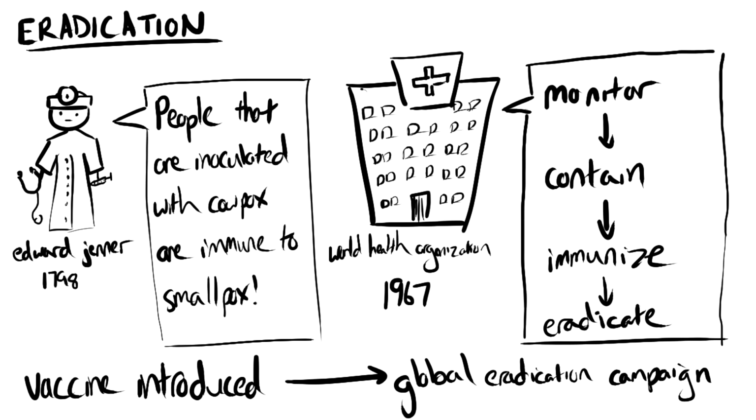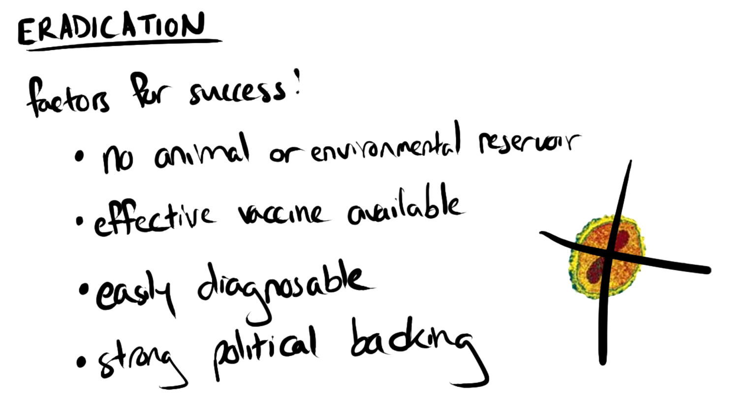across the world. Ultimately, the eradication efforts were successful because there was no animal or environmental reservoir, there was an effective vaccine available, the disease was easy to diagnose and detect, and there was very strong political backing because the disease was so devastating to the population.